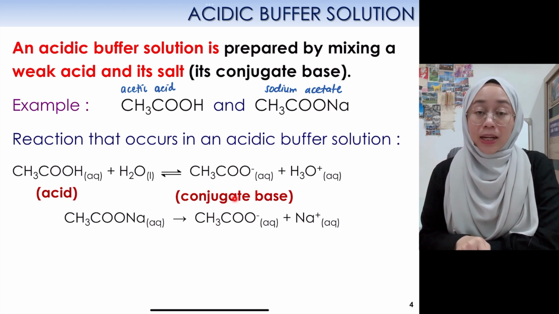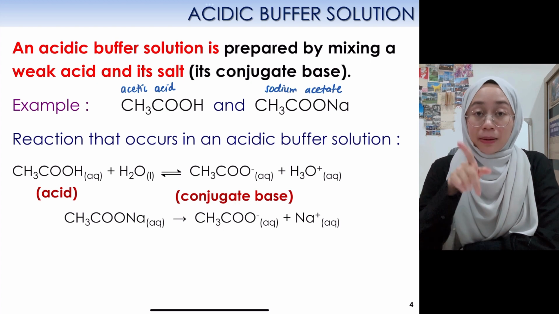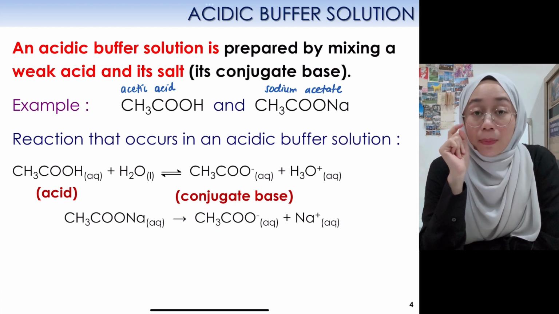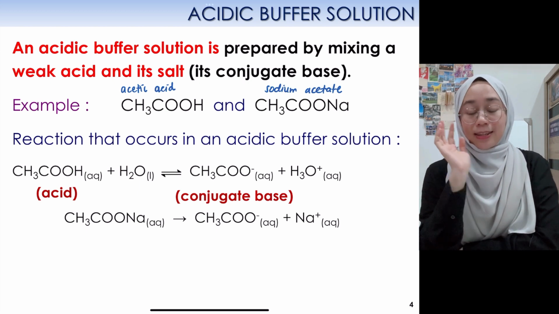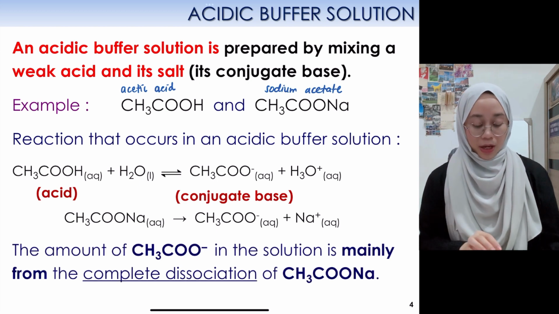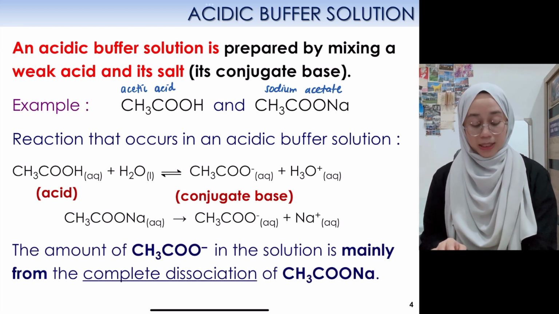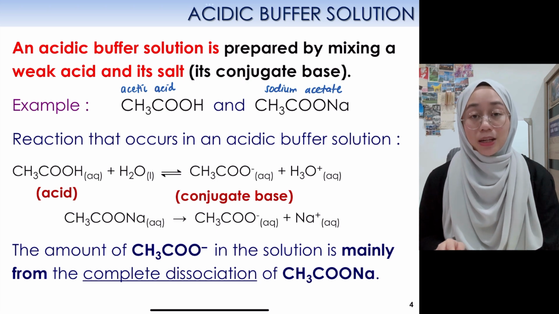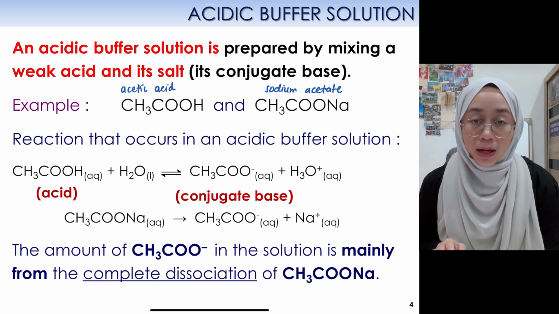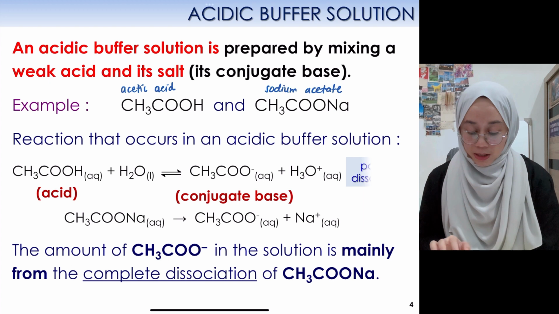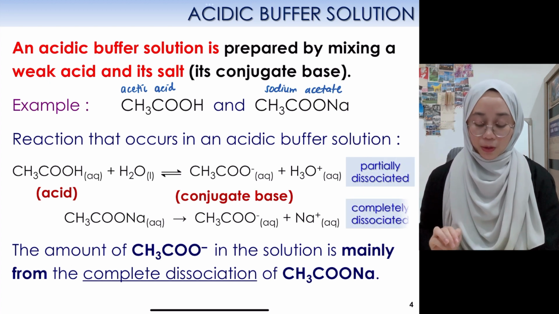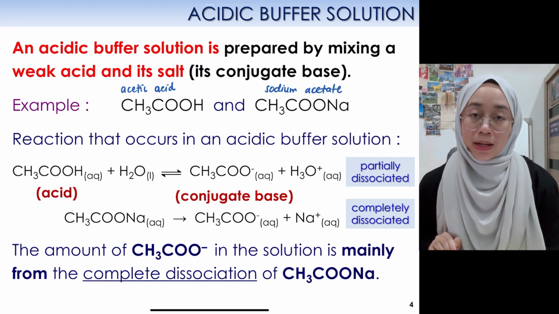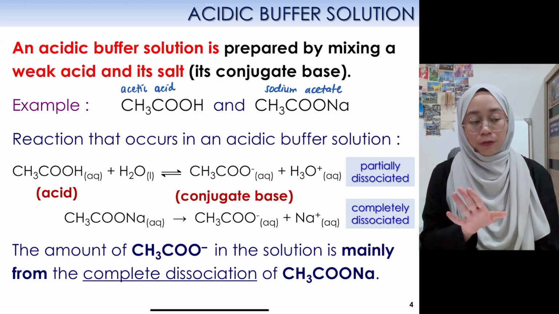But for the conjugate base, take note, where does it actually come from? Does it come from the weak acid or from the salt? Mostly from the salt, because the salt dissociates 100%, but our acid doesn't dissociate 100%. Okay, so the amount of CH3COO- in the solution is mainly from the complete dissociation of the sodium acetate salt. Because our acid partially dissociates, meanwhile our salt completely dissociates. So you have to understand that.